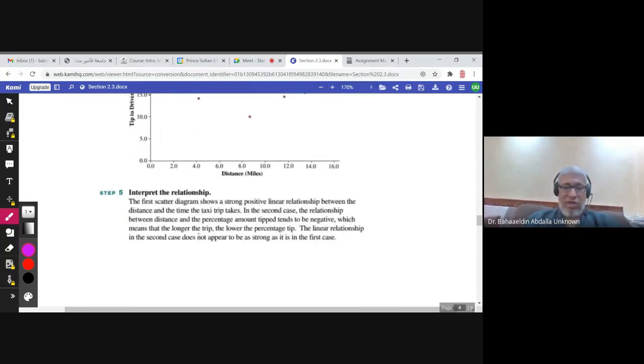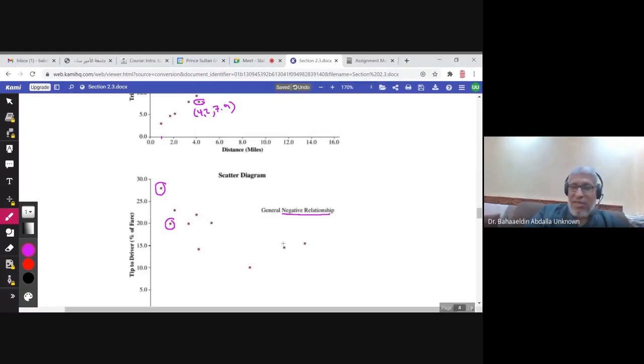We can interpret the relationship. The first scatter diagram shows a strong positive linear relationship between the distance and the time. In the second case, the relationship between distance and percentage amount tipped tends to be negative. So the longer the trip, the lower the percentage tip. The linear relationship in the second case doesn't appear to be as strong as it is in the first case. That's what we see from here.